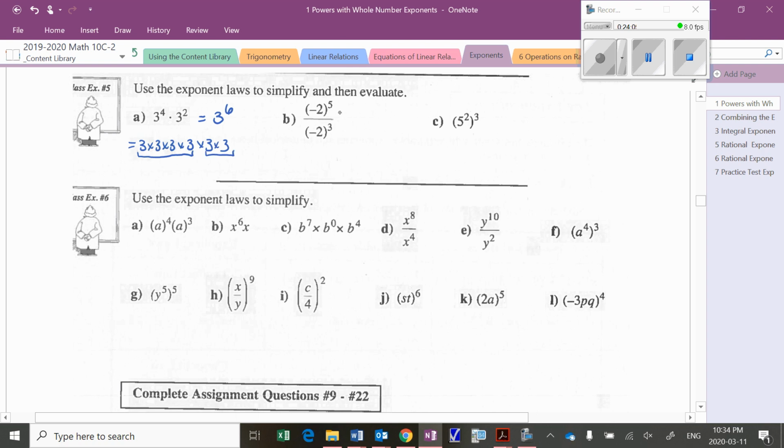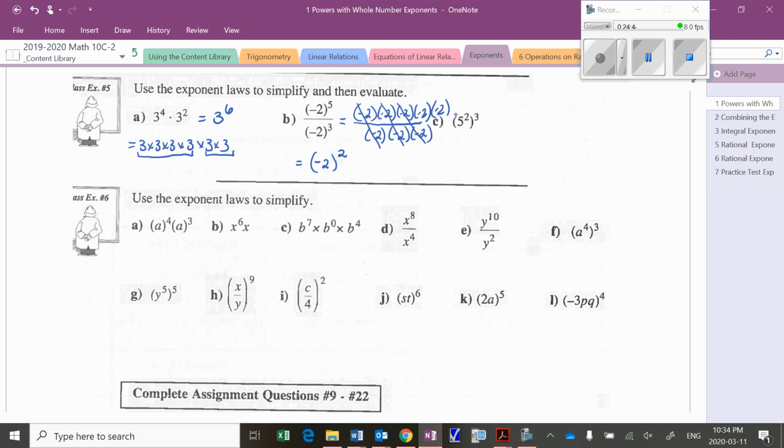Similarly, in this particular case, negative 2 is the base, and that's consistent for both of them. And so in this case, negative 2 still stays the base, and 5 minus 3 is 2. If we wanted to expand it just to be sure, we're looking at negative 2 times negative 2 times negative 2, and 5 negative 2's on top, 3 negative 2's on the bottom, and negative 2 over negative 2 is 1. There's another 1, there's another 1, leaving me with just negative 2 times negative 2.